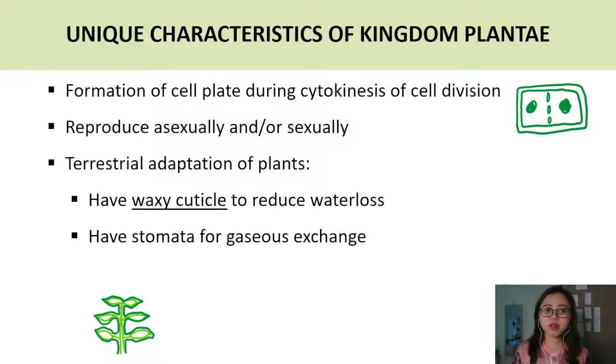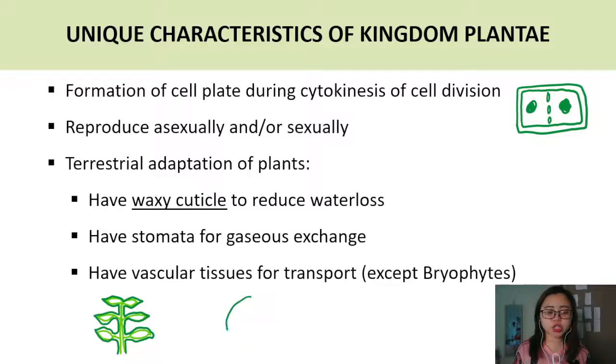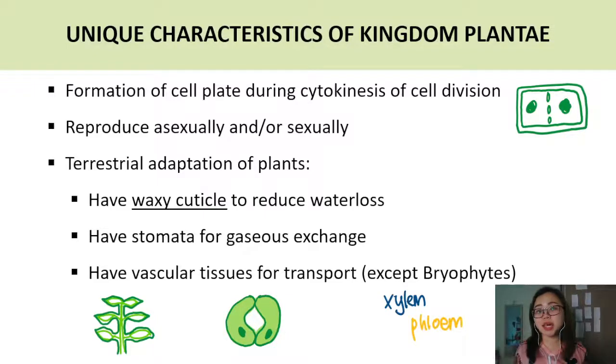Okay, so plants can also have stomata for gaseous exchange. So the stomata for gaseous exchange control how much water is being lost, and they also have vascular tissues for transport. All Plantae will have some form of vascular tissues for transport except for group bryophytes. Okay, so when we say vascular tissues for transport, we mean they have xylem and phloem.